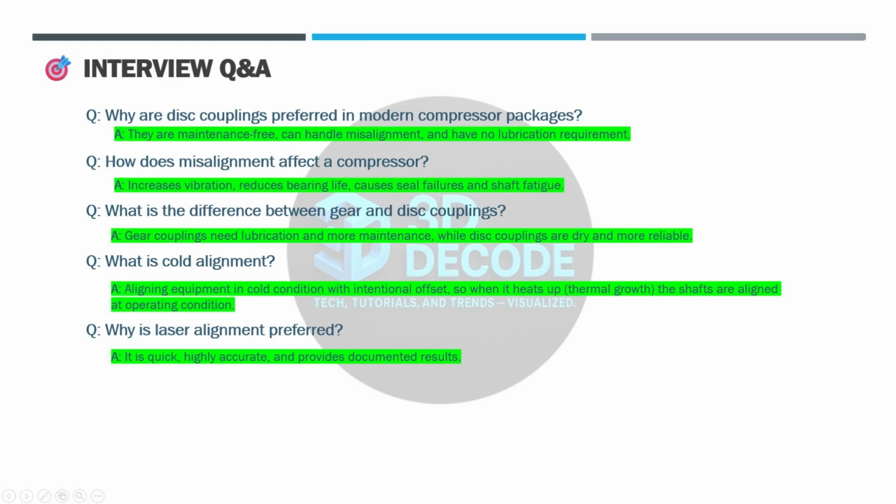Q. What's the difference between gear and disc couplings? A. Gear couplings need lubrication and more maintenance, while disc couplings are dry, reliable, and easier to maintain. Q. What is cold alignment? A. It's alignment done at cold condition with intentional offsets, so when the machine heats up and expands, shafts become properly aligned. Q. Why is laser alignment preferred? A. Because it's quick, highly accurate, and provides documented proof of alignment.